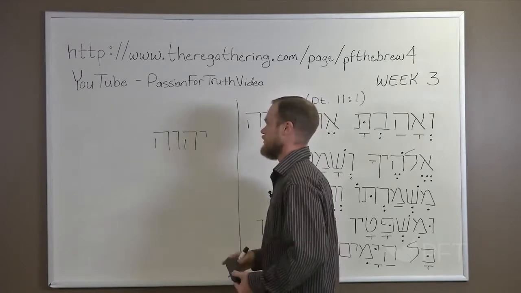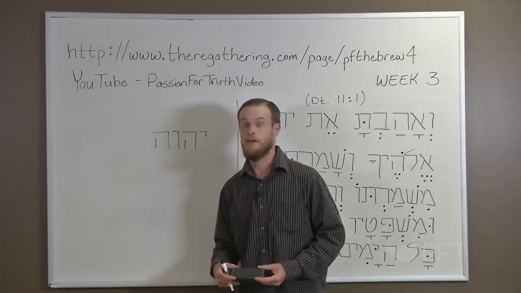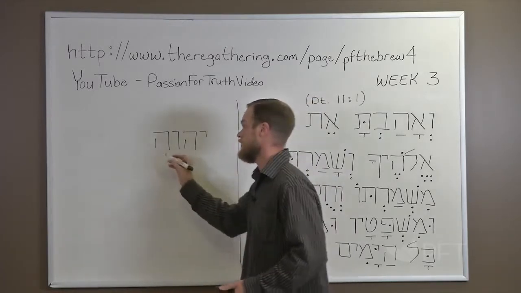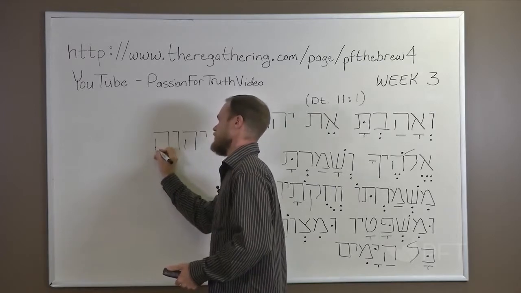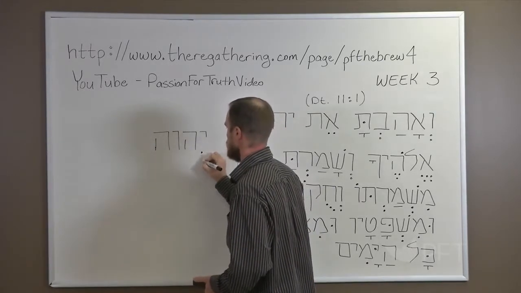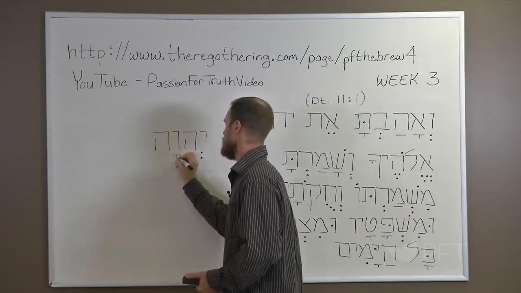I've included no vowels on this. You will find vowels affixed to the Tetragrammaton in various texts. Some texts leave it devoid of vowels. Some texts actually add vowels. The JPS, Jewish Publication Society Tanakh, which is the primary Hebrew translation that I look at, uses these vowels.